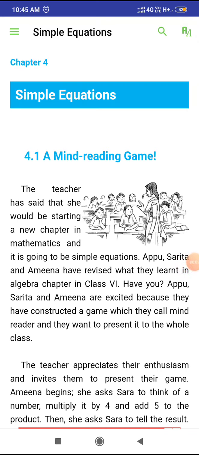Good morning students. Today we are going to start 4th chapter of class 7th, simple equations. Before we start this chapter, first we will discuss some terms which are related to this chapter.